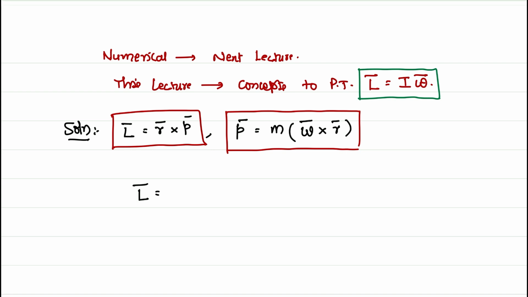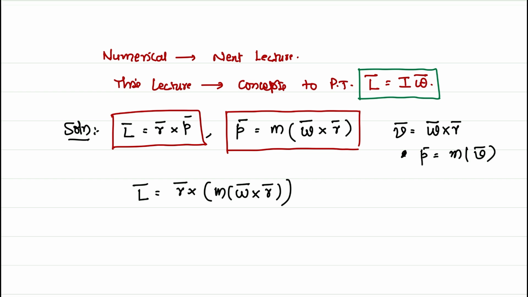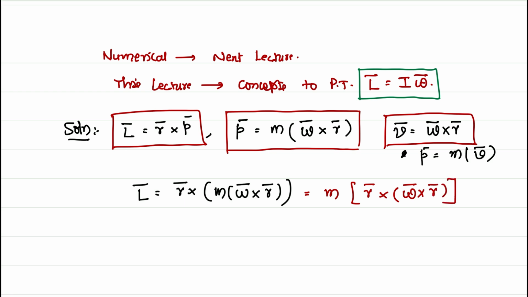L is equal to R cross M times omega cross R, because V is equal to omega cross R and P is equal to M times V, where V is the velocity. These things we have already dealt with in the previous lectures. Then with this, what happens? This is equal to M, will take it out, R cross omega cross R. Do you agree?